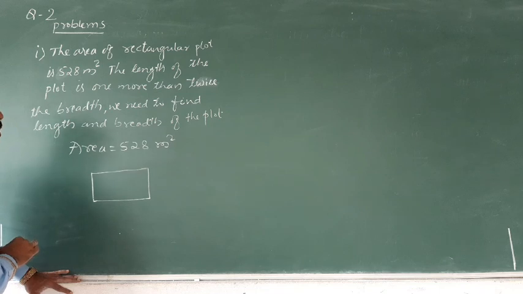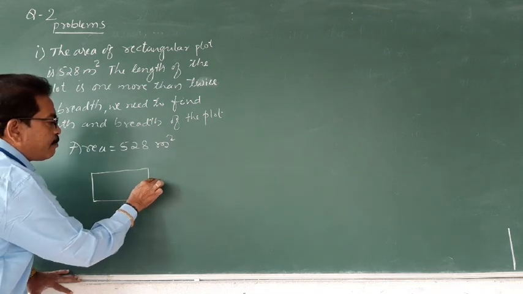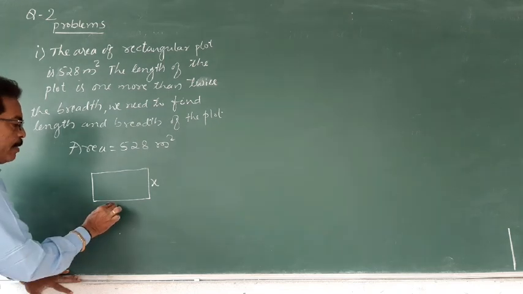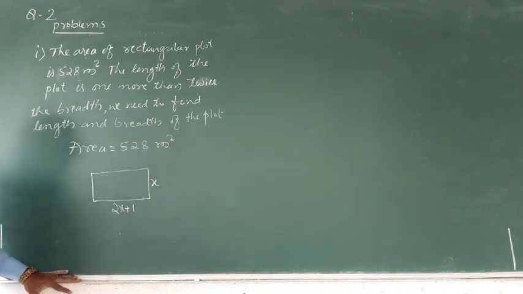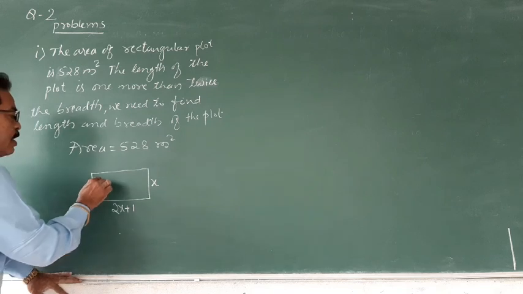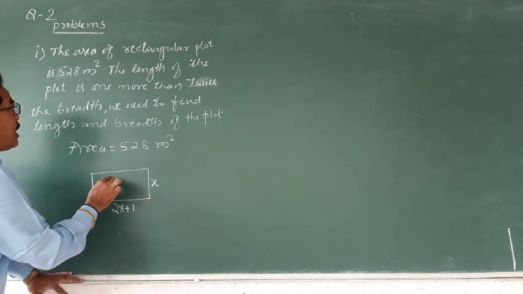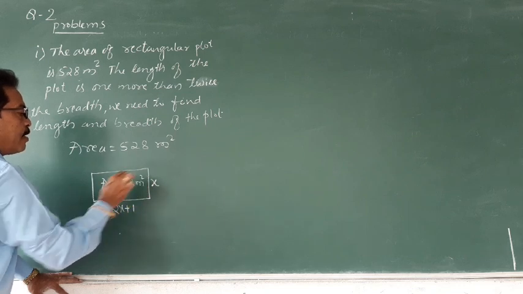So let us consider this diagram. According to the statement, suppose we consider x as the breadth, its length will be 1 more than twice its breadth. 1 more than twice its breadth means 2x plus 1. So this plot's area is 528 meters square.